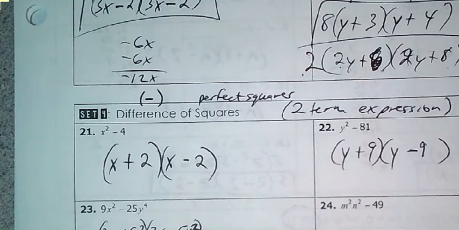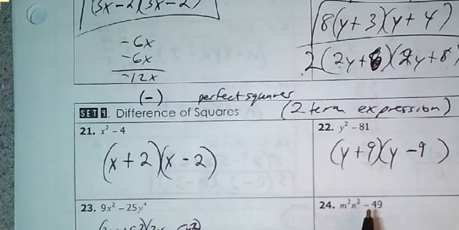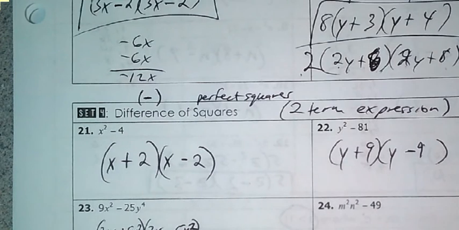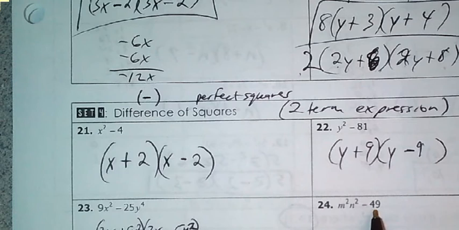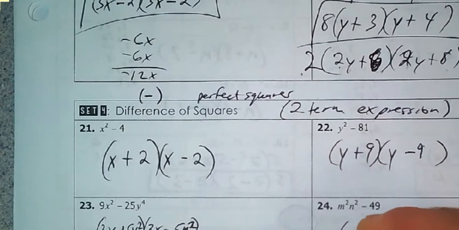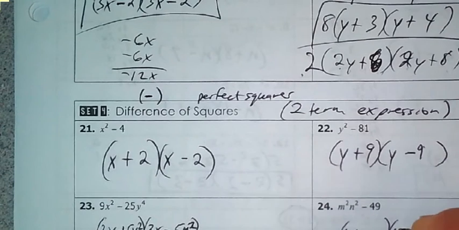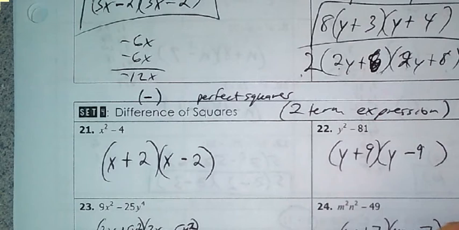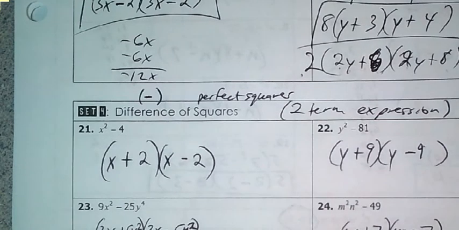Okay, look at 24. Is it a difference? Yes. Is m squared n squared a perfect square? Yes, because anytime you have an even exponent, that variable expression is a perfect square. Is 49 a perfect square? Yes, 7 times 7. So m n plus minus 7, 7. It really can't be any easier.